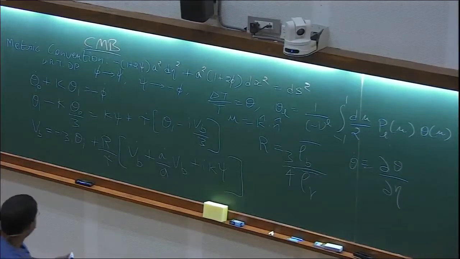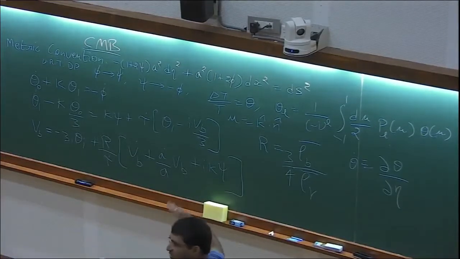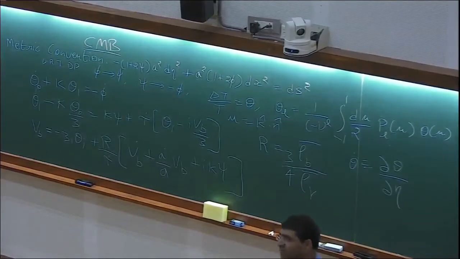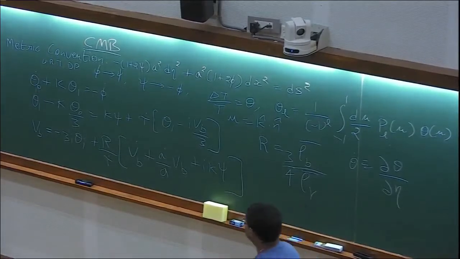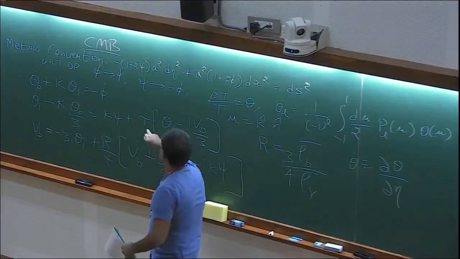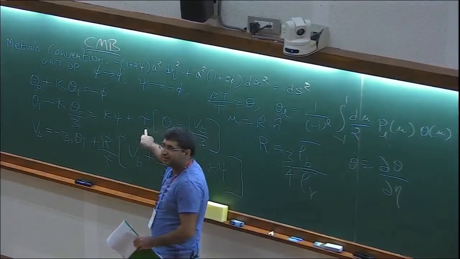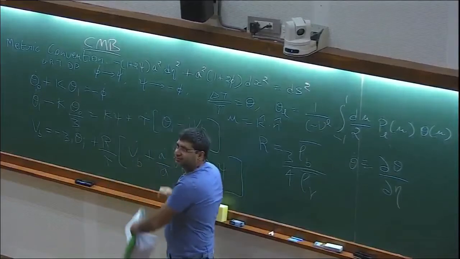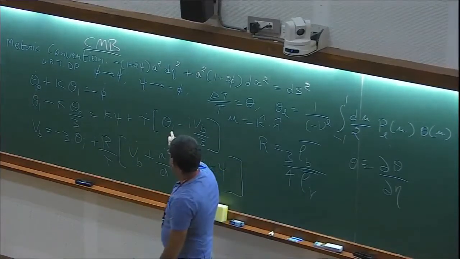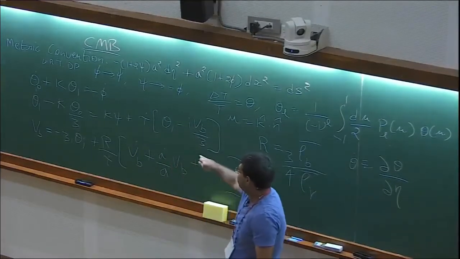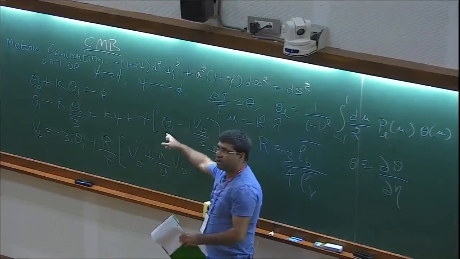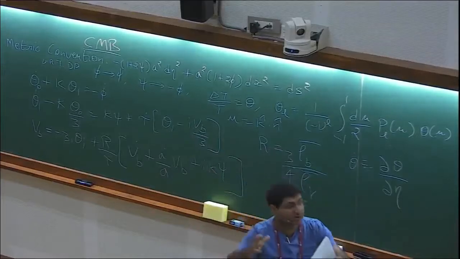Now we want to study these equations. These are general equations, they are valid always. We want to study them in the tight coupling limit. In the tight coupling limit, the baryons and photons are moving together, which means that this Thomson optical depth is very, very high, which means that this term should be very, very small if all of this has to remain finite. Which means that theta 1, which you can think of as the photon velocity, is very, very close to Vb. Photons and baryons are moving together, so their velocities are the same.